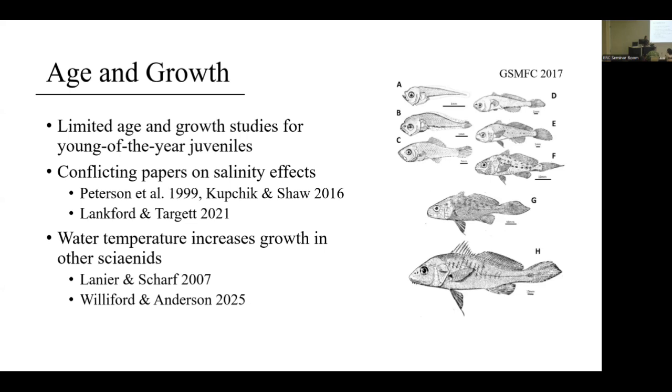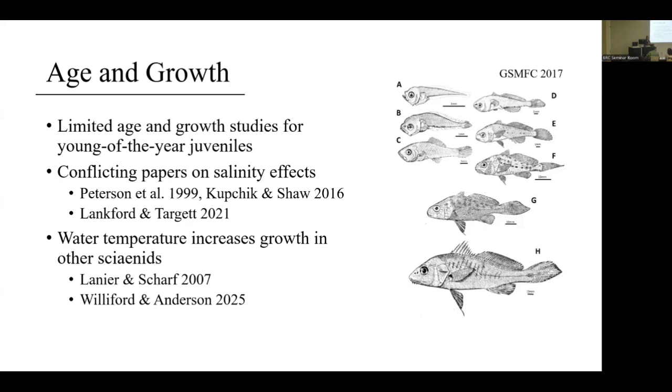And there's not a lot of specifics looking at whether larval, juvenile, or adult, on how salinity or other water quality parameters impact Atlantic croaker growth. There's even been some conflicting studies looking at salinity effects on juvenile and larval growth. There were some studies in 1999 and through 2016 that suggested that lower salinities were more conducive for growth for juvenile and larval Atlantic croaker alike.